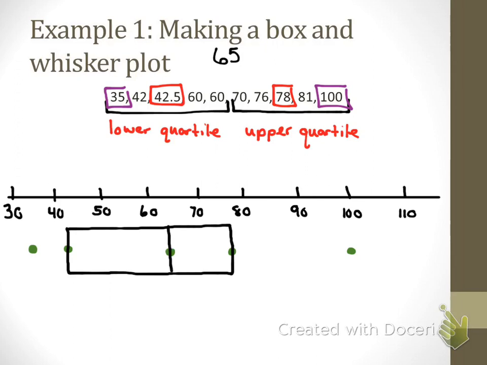And then I draw a line through the true median. Then my whiskers go out to my extremes, out to my lower and my upper extremes. And there you have it, a box and whisker plot. We're going to do your turn now, number one, on page 124. Your turn now, number one.